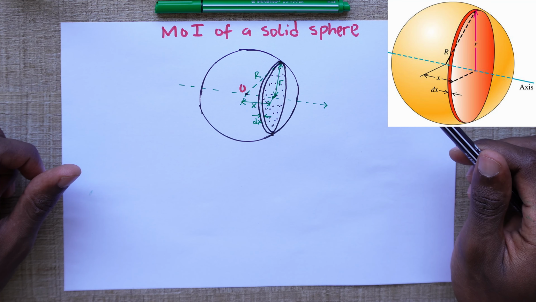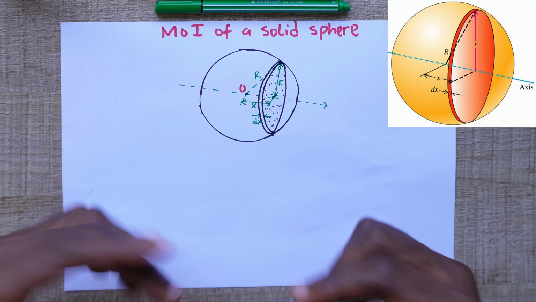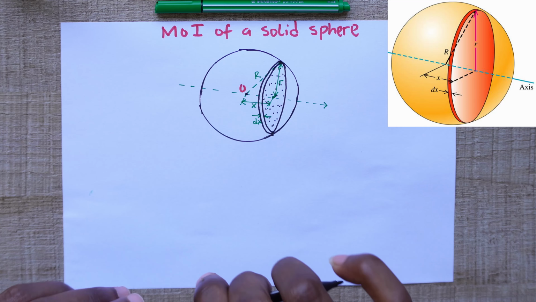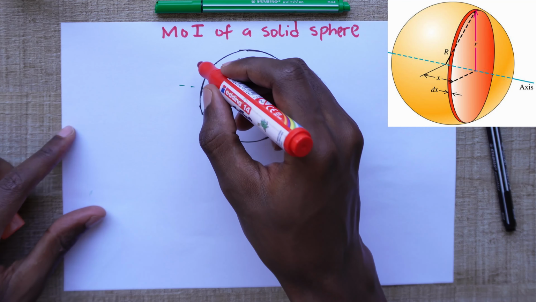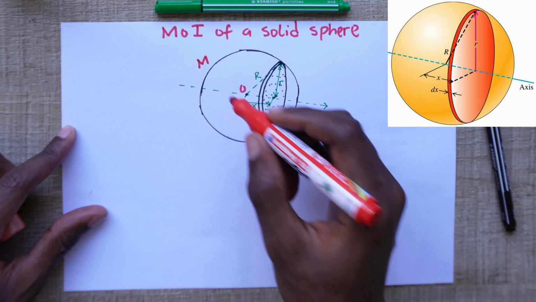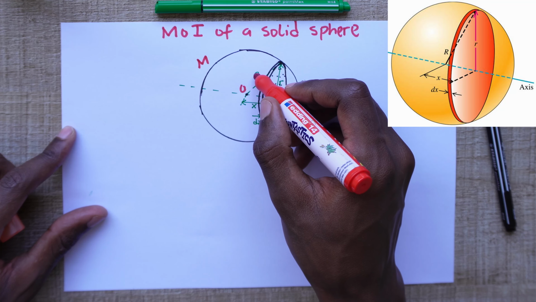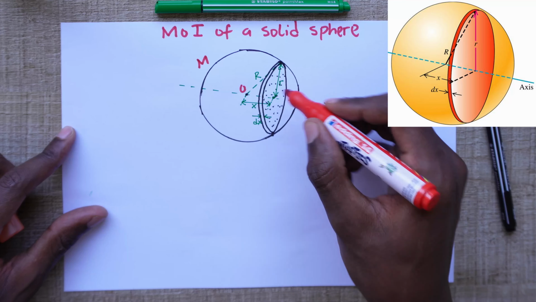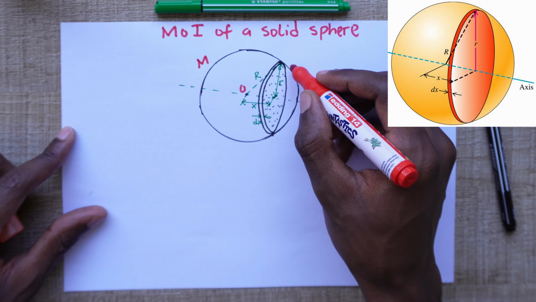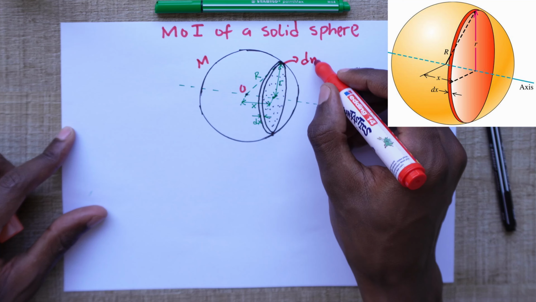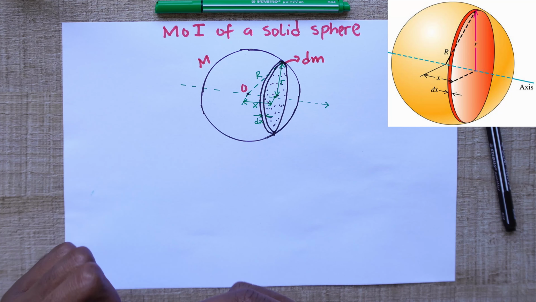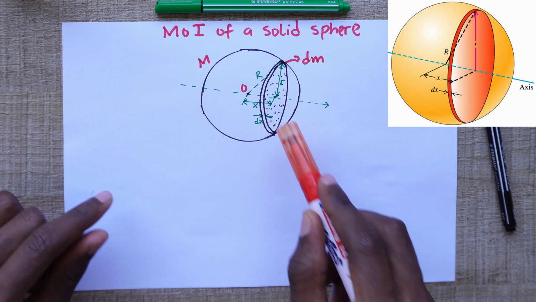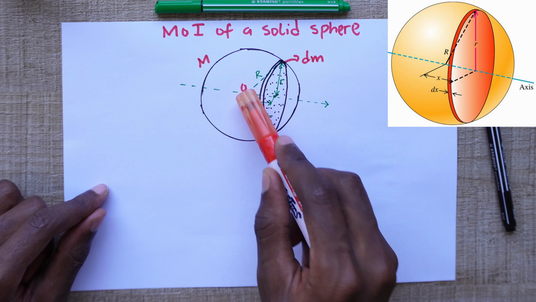So this sphere has a uniform density distribution. To set the parameters, we have a sphere of mass capital M, of radius capital R. And then the element has a mass dm and radius small r. And x is the distance of the center of the element, the disk, to the center of the sphere.